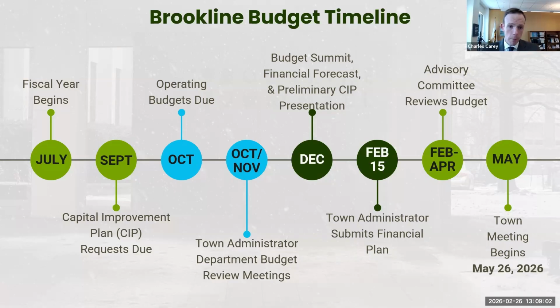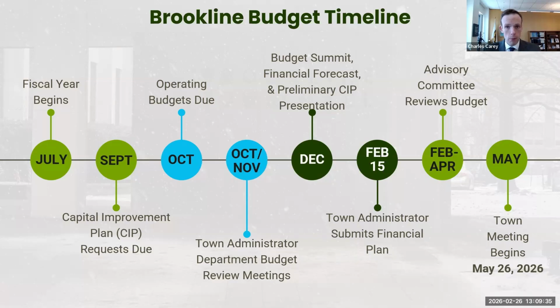In December, we present a forecast to the select board and the advisory committee. We'll talk about those bodies in a second. At a budget summit at the end of the calendar year, there's also the preliminary presentation of the capital improvement plan. February 15th is usually when our office has to submit this financial plan, which is really the starting gun for the main budget season. It's at that point that we have to put out a proposal for what we think the budget will look like, how much we think each department is going to get, how much we're going to get in revenue, and so forth.